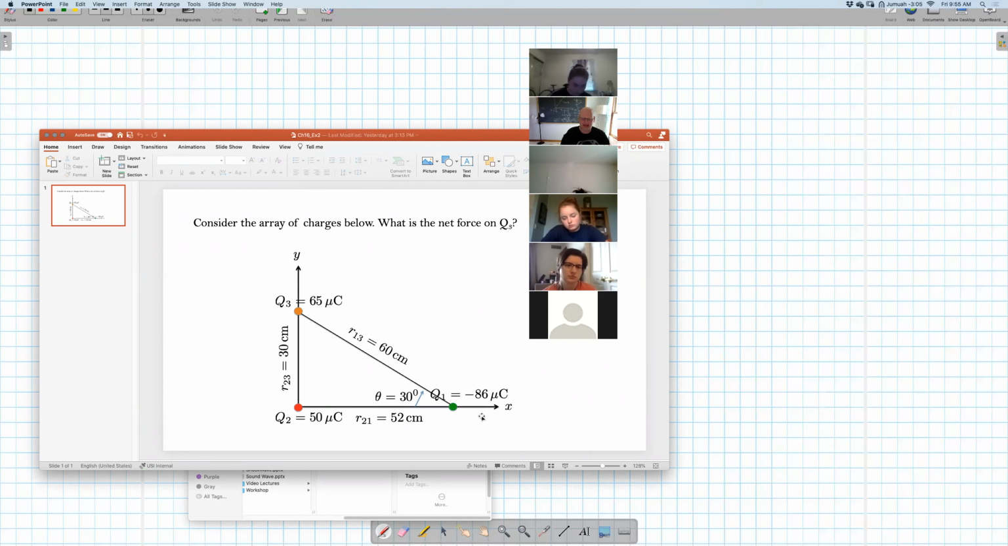Q1 is on the x-axis at 52 centimeters away from the origin, and has a charge of negative 86 microcoulombs. And then Q3 is on the y-axis, 30 centimeters away from the origin, with a charge of 65 microcoulombs. What we want to know again is what is the total force on Q3? So this is what we want to know.